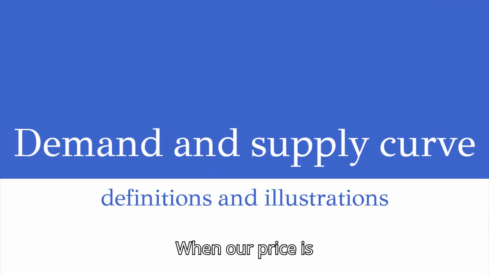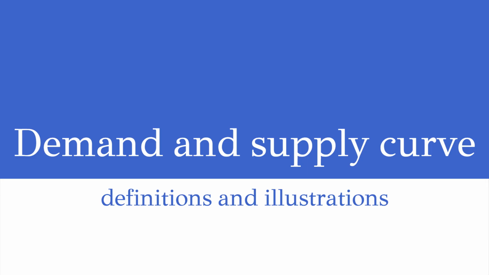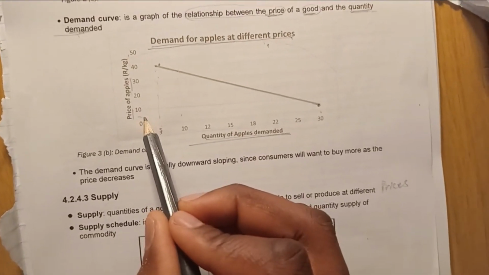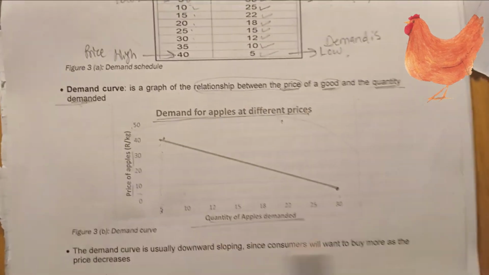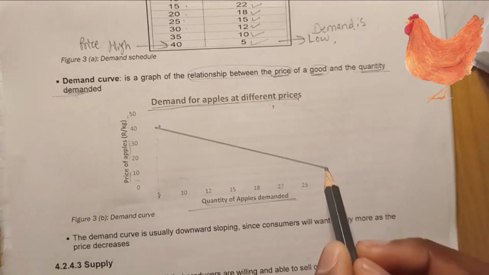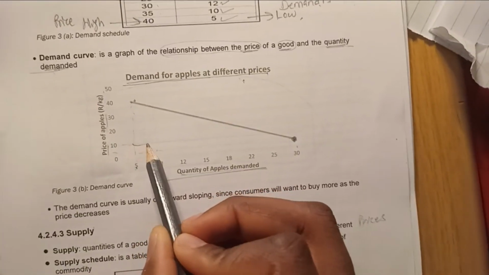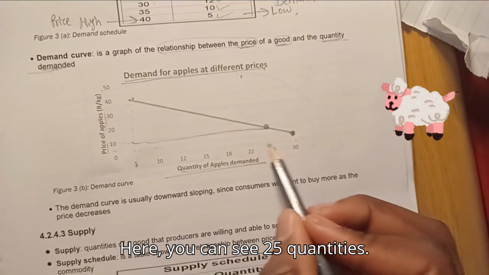When our price is at 5 rand, ne? At 5 rand, the quantity of apples demanded is 30. You can see that's 30. At 10 rand, the quantity demanded is 25. Okay, 25 here, you can see 25.